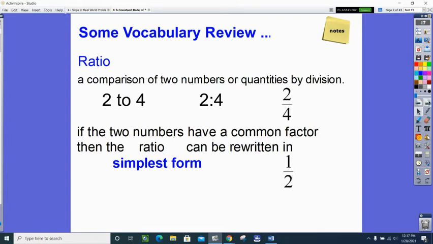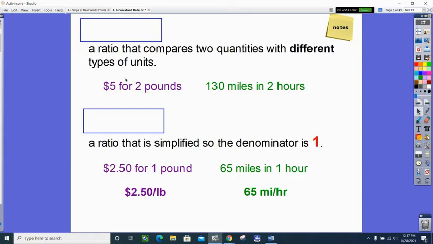Now let's go one step further with these ratios. Let's say a ratio has two different quantities in the real world. Like you're buying apples and it's $5 for 2 pounds, or you drive 130 miles in 2 hours. When you have a ratio that has two different units, it's more special than just calling it a ratio. The word also begins with an R. It is a rate. So dollars per pound, miles per hour. We've got two different units, and that's a rate.